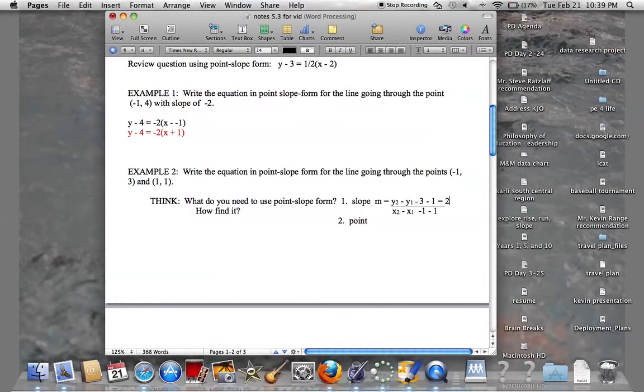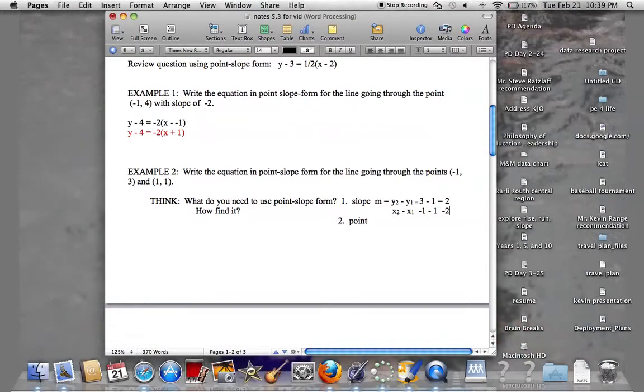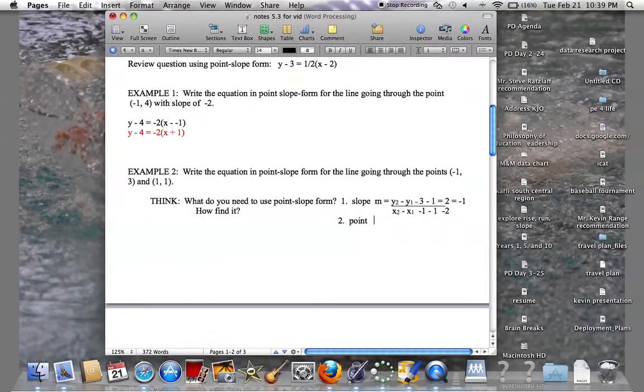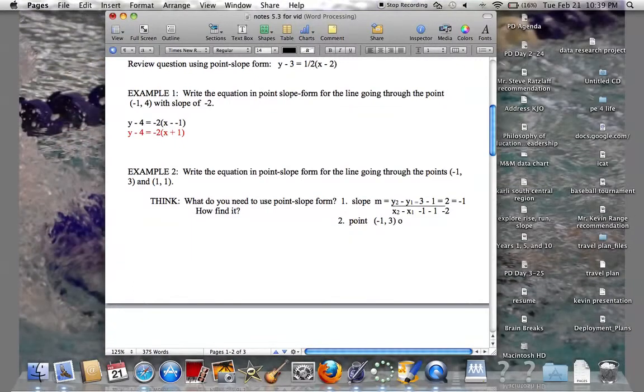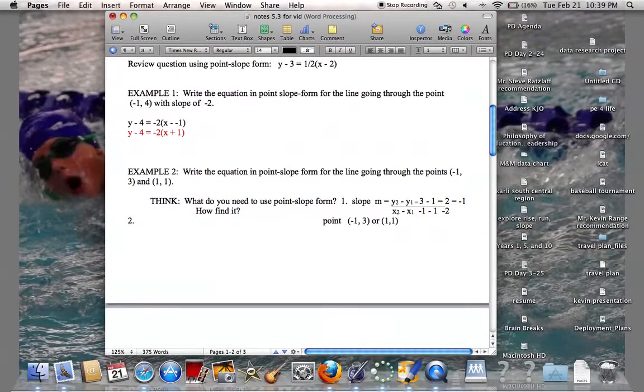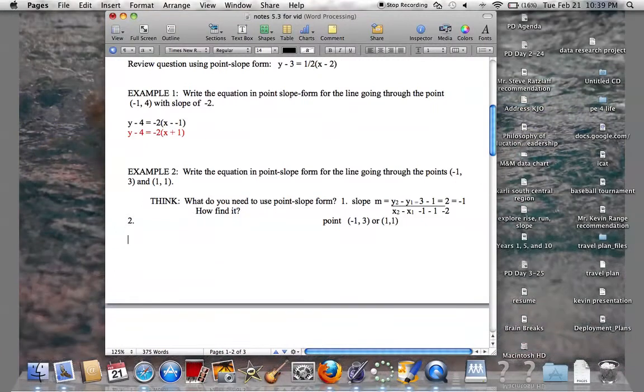This would give me a slope of 2 over negative 2, which is equal to negative 1. And then I have a point. I can choose negative 1, 3, or 1, 1, and it won't matter. And so what will happen is I will actually take either answer.